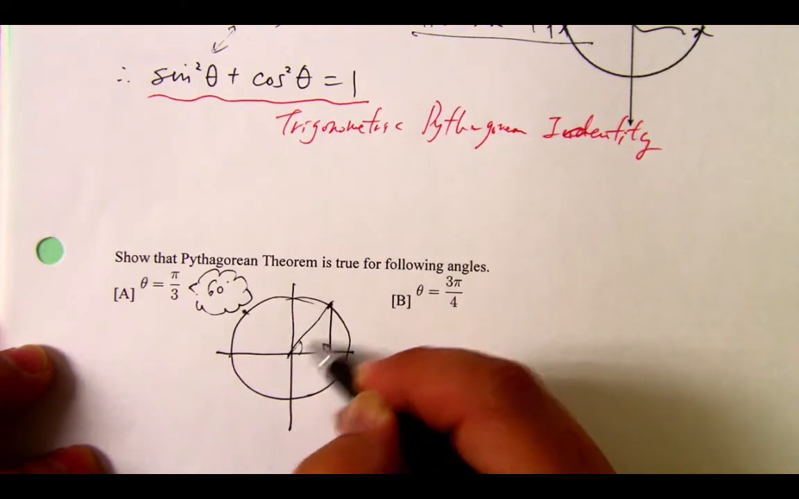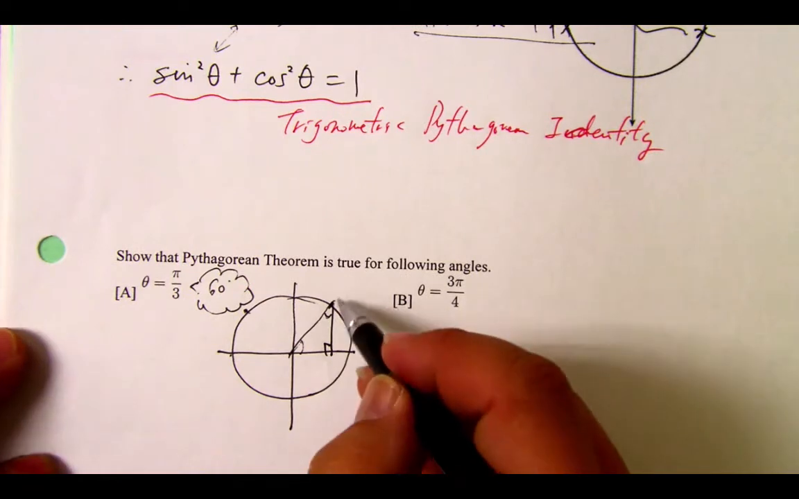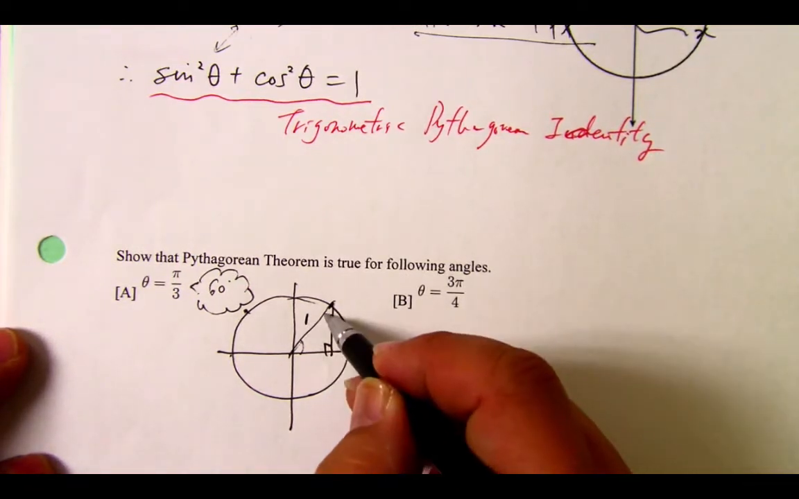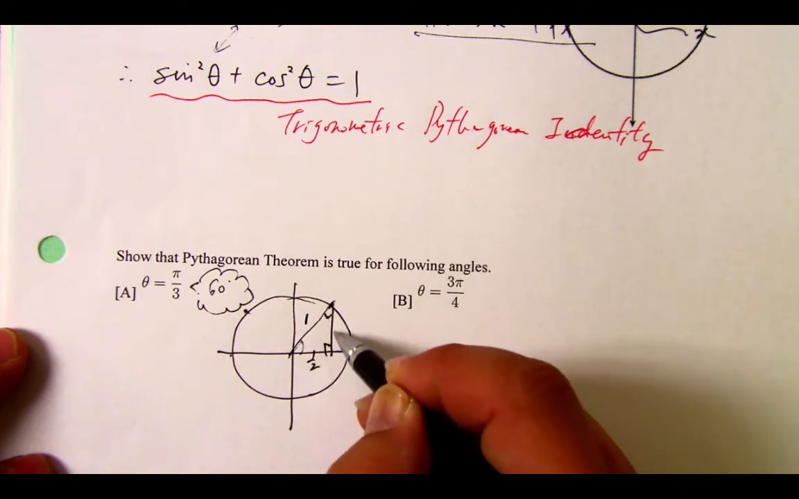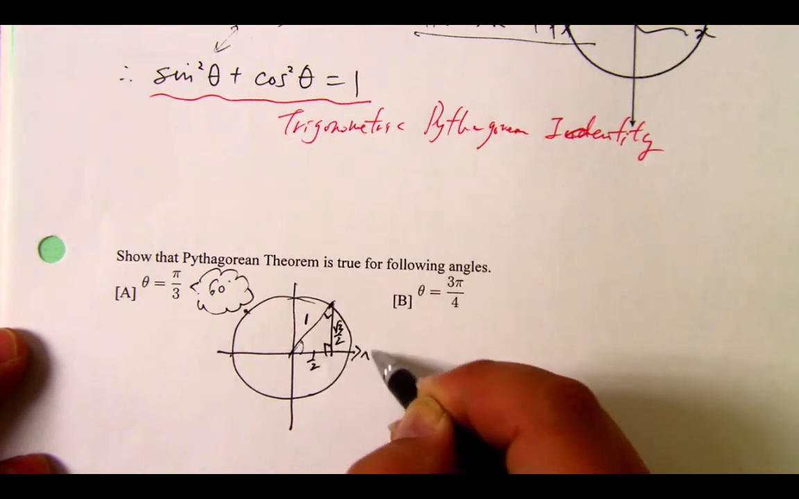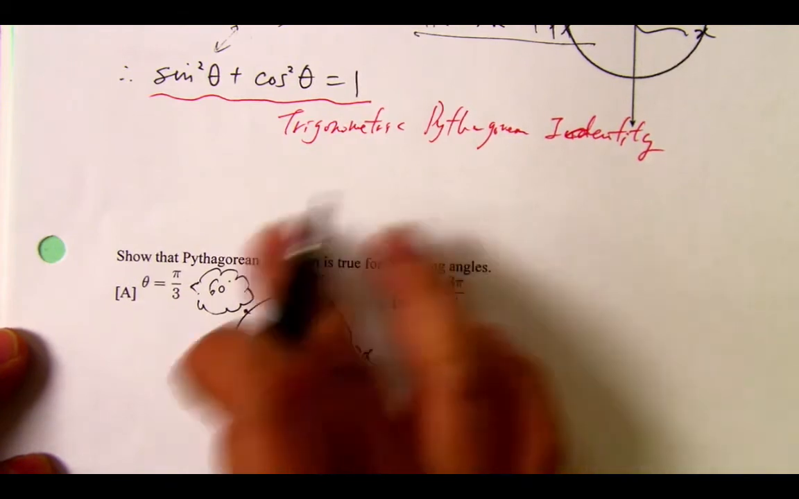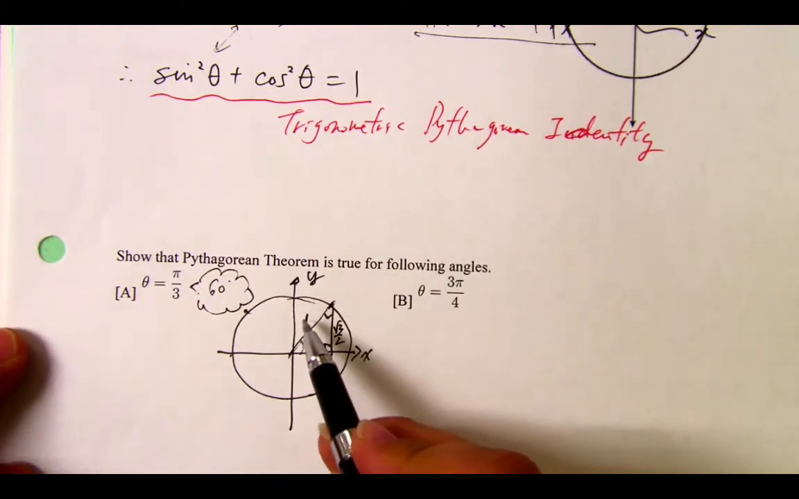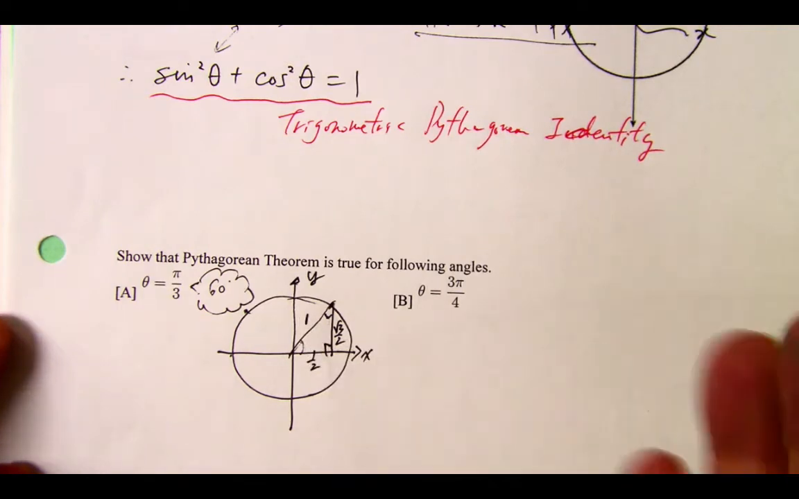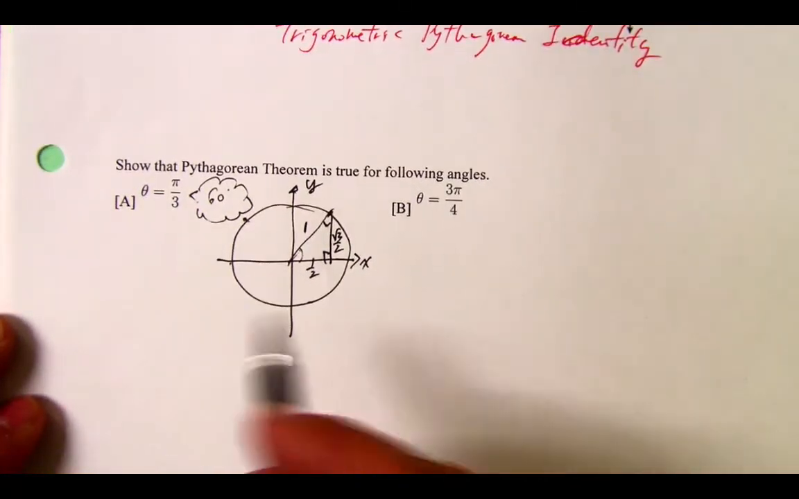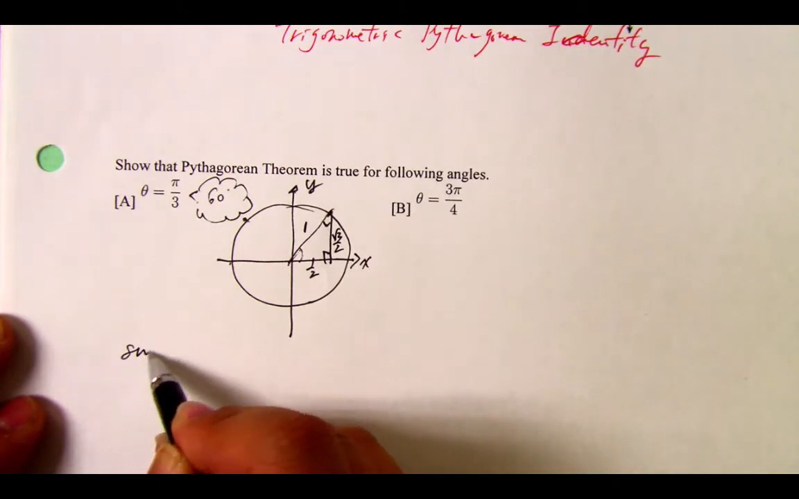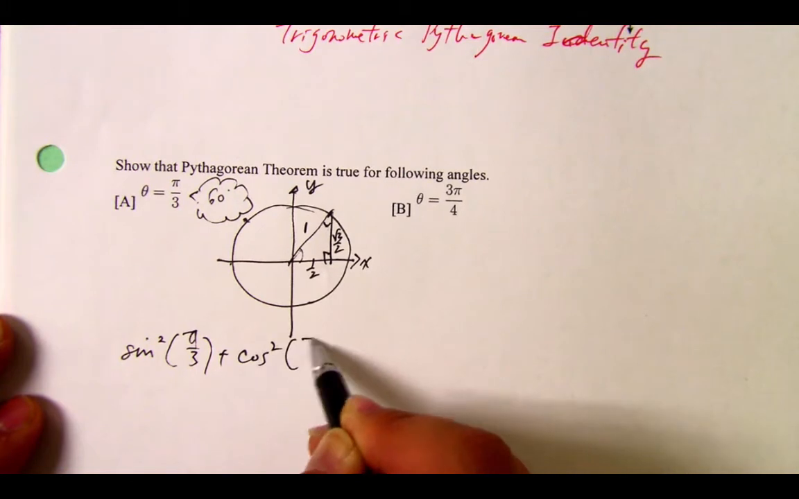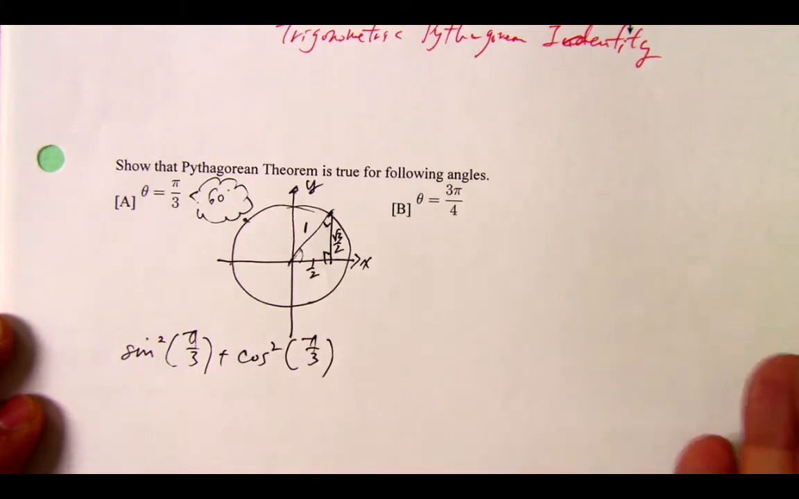So you're thinking that's 60 degrees, and that must be 30, if this is a special triangle, right? If it's a unit circle with 1 over here, then this opposite side is half, and this must be root 3 over 2. So always try to keep this unit circle in mind. If you wanted, you could also use 2, 1, root 3 instead. It will still work. Now, the idea is to show that sine squared of pi over 3 plus cosine squared of pi over 3 is in fact equal to 1.